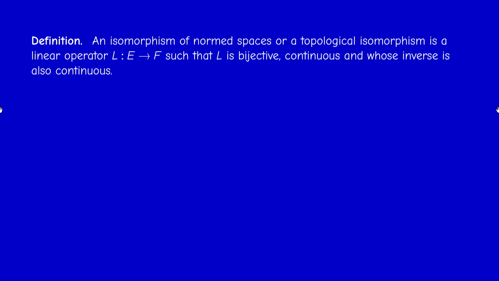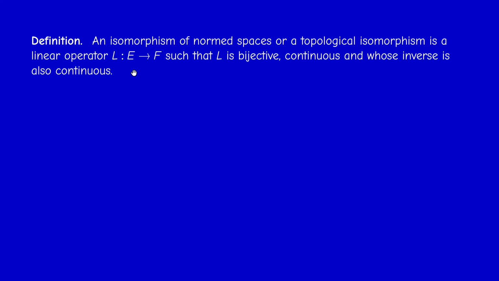Now we come to the important notion of isomorphism. Here we must distinguish between topological isomorphisms and algebraic isomorphisms. An algebraic isomorphism is just a linear bijection. But this is not enough for us in functional analysis. We need a stronger notion of isomorphism that we call just isomorphism of normed spaces, or topological isomorphism. So in addition to linearity and bijectivity, we need continuity of L and its inverse.